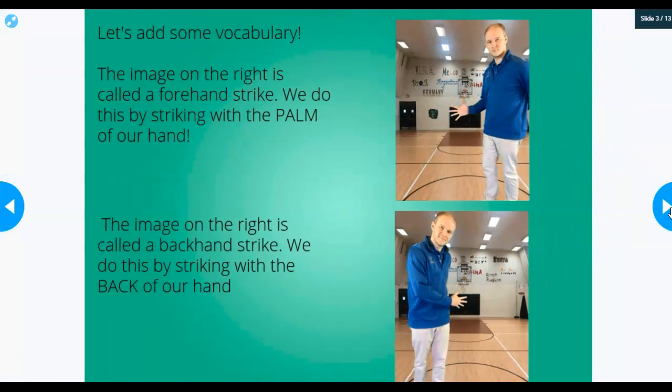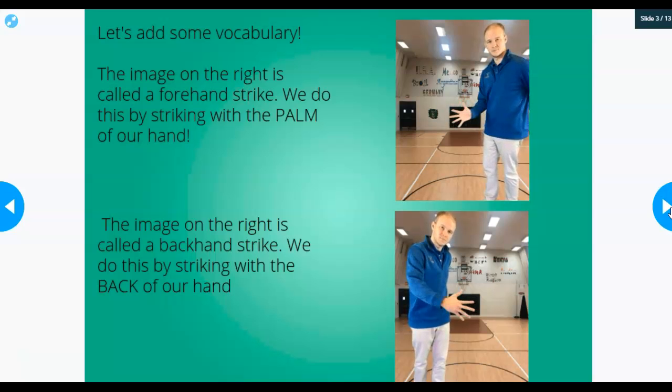Let's add some vocabulary. The image on the right is called a forehand strike. We do this by striking with the palm of our hand. Remember, let's wave to your neighbor. Wave to yourself, wave to your neighbor again. This is the palm of your hand, and this is called a forehand strike.